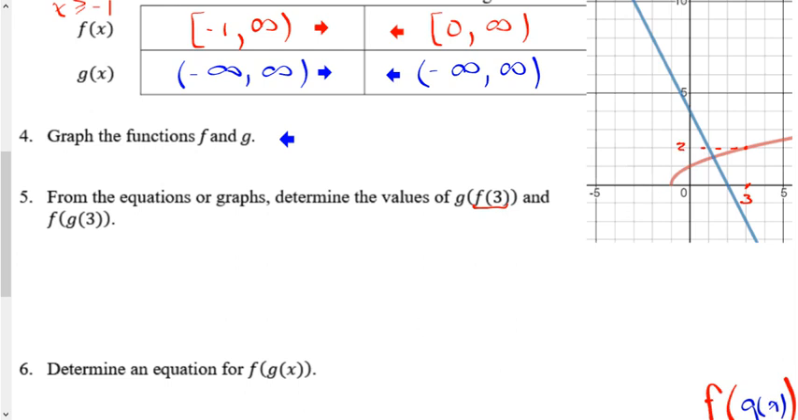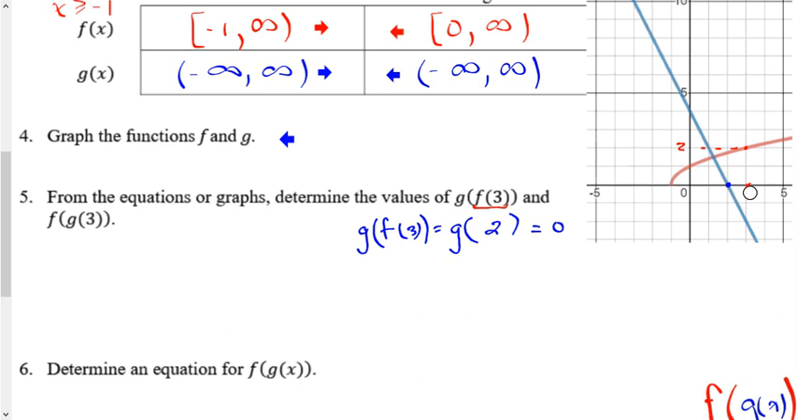So that tells me I'm looking at, oh, no, I don't want an f, I want a g. What is g of 2 equal to? Well, then I come over here to see, when my x value is 2, what's my y value? And I get a y value of 0. So that's telling me that g of f of 3 is equal to 0. And that's how we do it graphically.